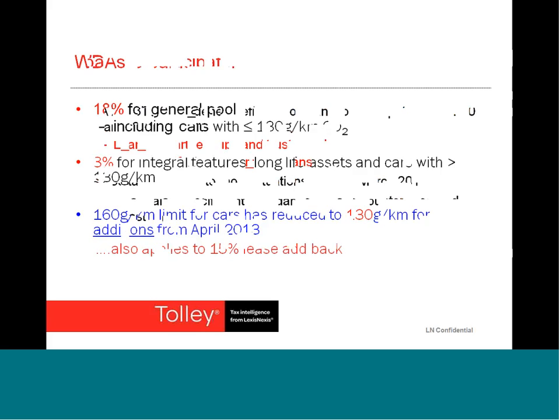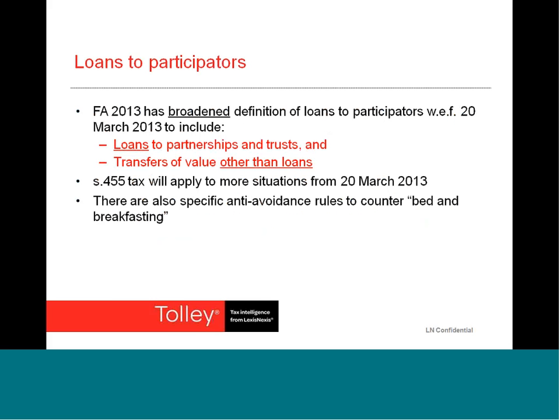What else have we got? Okay, loans to participators. Now, this is an important topic when it comes to close companies. So that's a company under the control of 5 or fewer shareholders or any number of shareholding directors. With a loan to participators, something happens, which we'll look at in a second. The Finance Act 13 has basically broadened the definition of what we mean by a loan to a participator. And this takes effect from the 20th of March 13, and it brings into the definition loans to partnerships and trusts and transfers of values that are not loans.